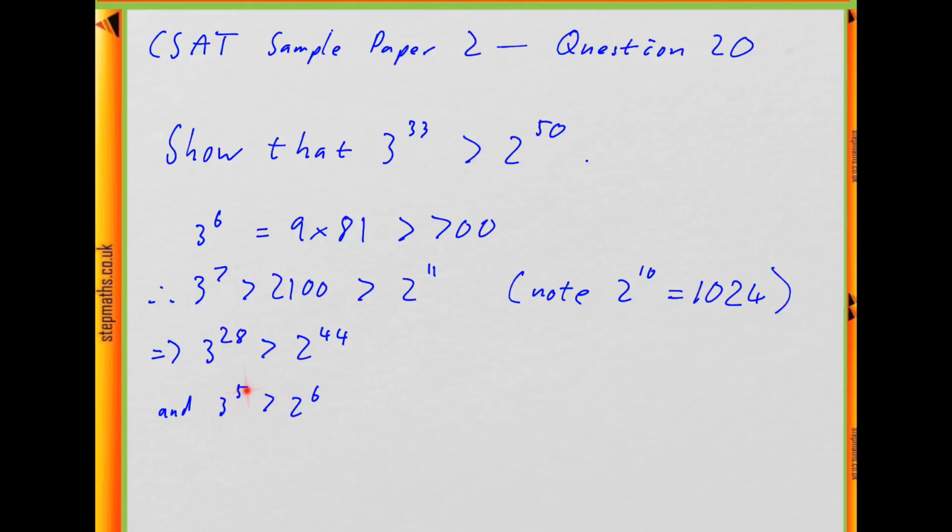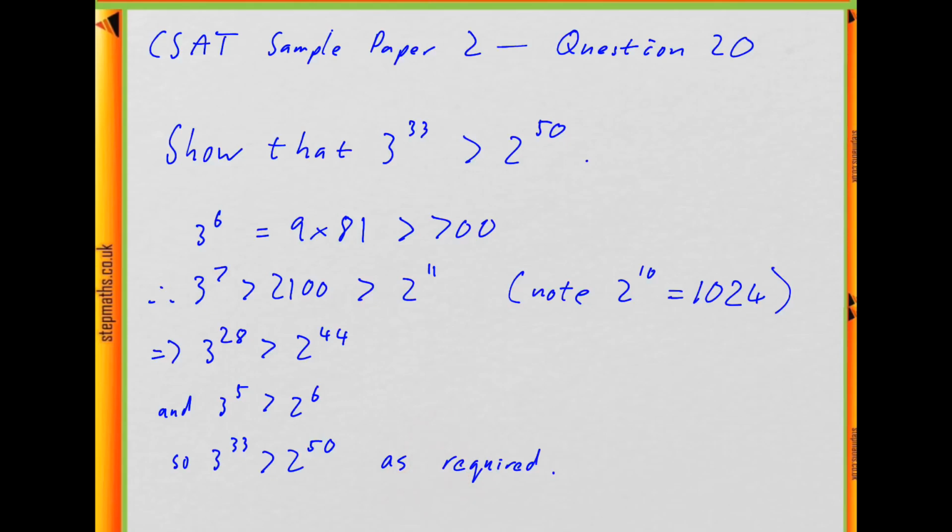So, is this true? Well, yes, because 2 to the 6 is 64, 3 to the 5 is going to be 3 times 81, which is over 200, so this is much bigger than that. And therefore we can multiply these two sides, the answer is definitely bigger than this side, so definitely 3 to the 33 is bigger than 2 to the 50 as required.